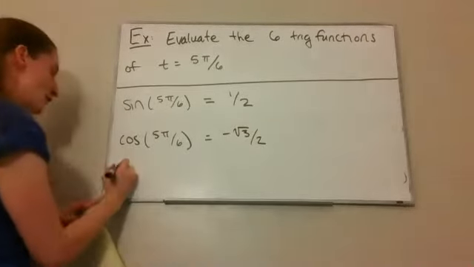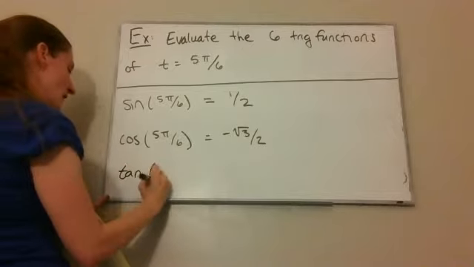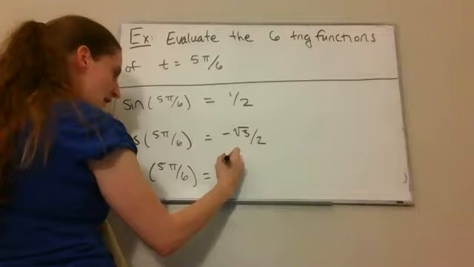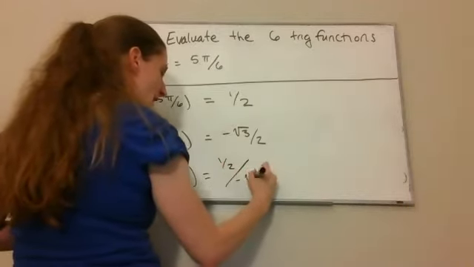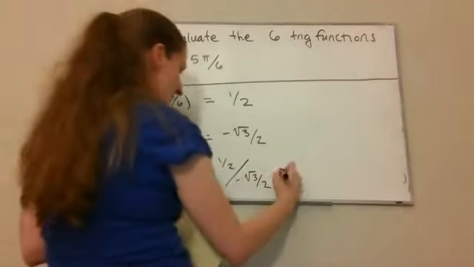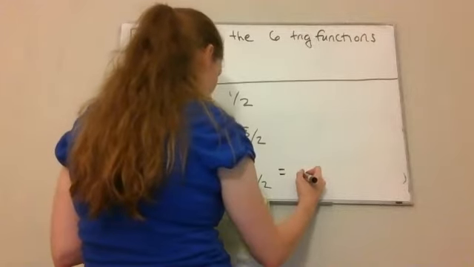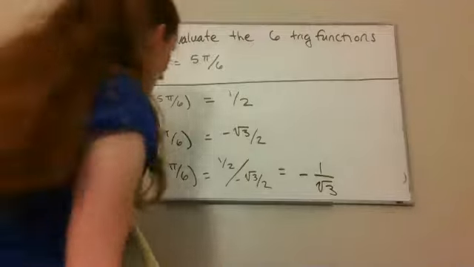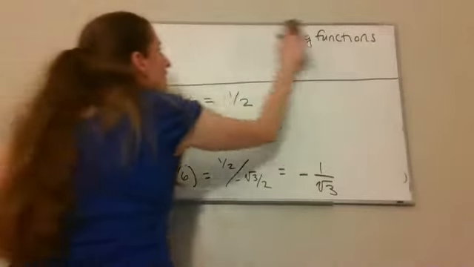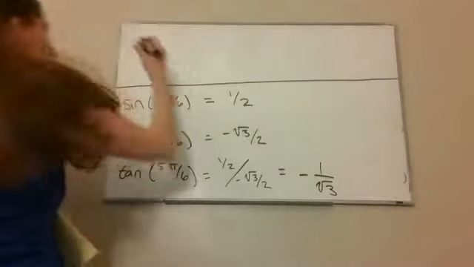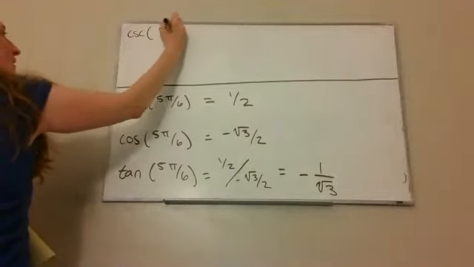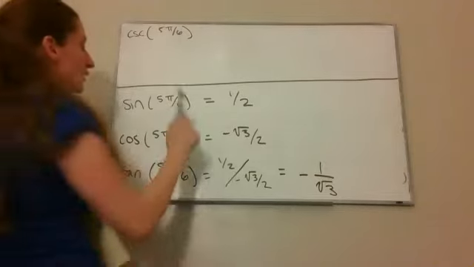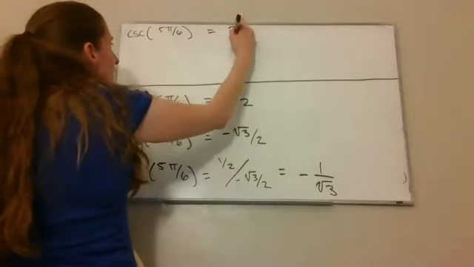And now I can find my other functions just using these. Tangent of 5 pi over 6 is sine over cosine. So I get 1/2 over negative square root 3 over 2, which simplifies to a negative 1 over the square root of 3. Then I can find my cosecant by remembering that cosecant is the same thing as 1 over sine. So my sine was 1/2, so cosecant is going to give me 2.